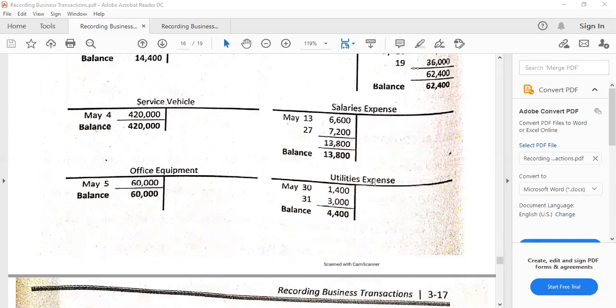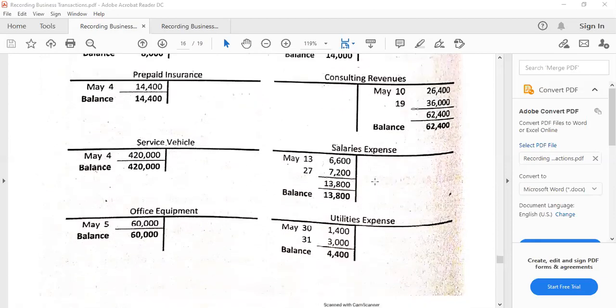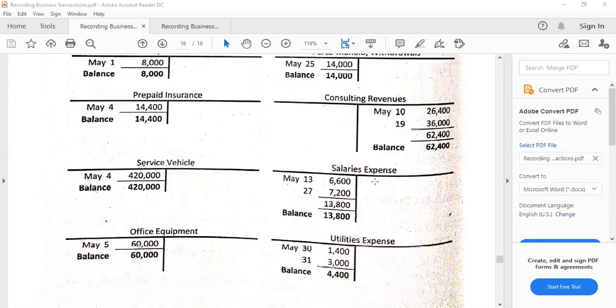All right, so that's it for posting transactions to the T account. So hopefully you were able to get the points from this particular step.